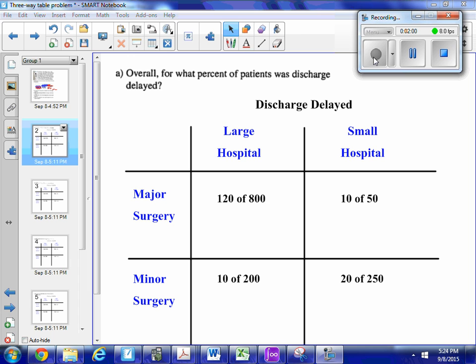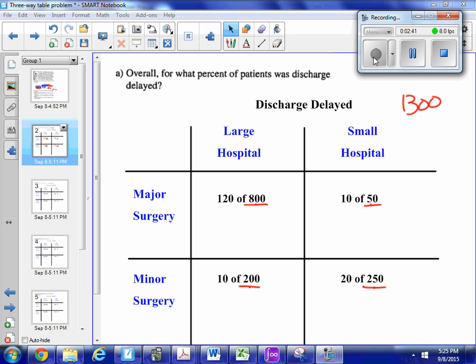So the first question asks, overall, for what percent of patients was discharge delayed? The first thing I need to know is, what is the total number of patients? Because they're asking me about the total number of patients, not just large hospitals or small, or major surgery or minor surgery. So I can see there were 800 patients here, 50 here, 250 here, and 200 here. So 250 plus 50 is 300, plus 800 is 1100, plus 200. There were 1,300 total patients.